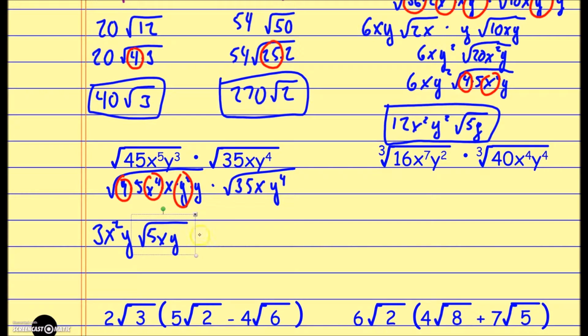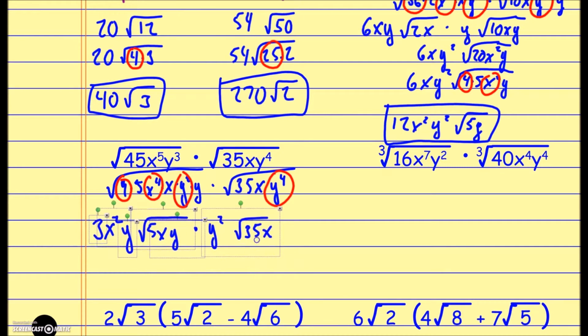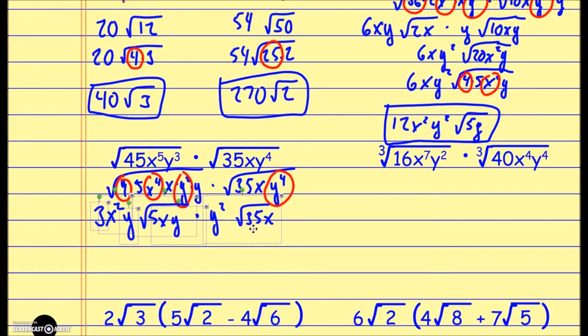For the other one, when I do this guy, I can't do anything with that square root of 35. The only thing I can take the square root of is the y to the fourth. That gives me a y squared. And then the square root of 35x is still left underneath there. And now from here, let me scoot this guy up just a little bit. From here, now I can go ahead and do that multiplication.